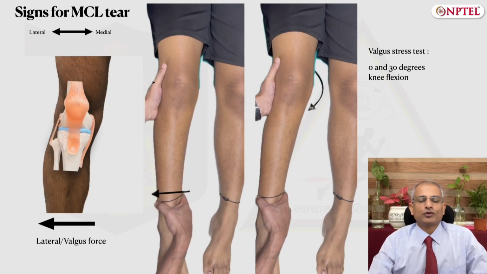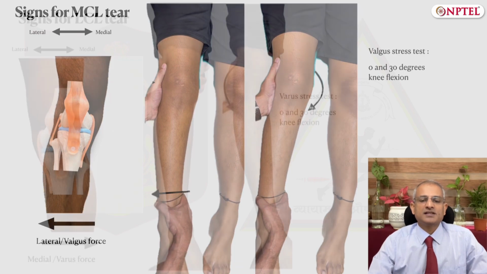Now coming to the provocative test done for collateral ligaments of the knee. The valgus stress test is done for medial collateral ligament injury, and this is done at 0 and 30 degrees of knee flexion. A laxity in the medial collateral ligament or opening of the medial joint line at 0 degrees indicates that there may be a combined ACL and MCL injury, whereas an opening only at 30 degrees indicates an MCL injury, an isolated one.